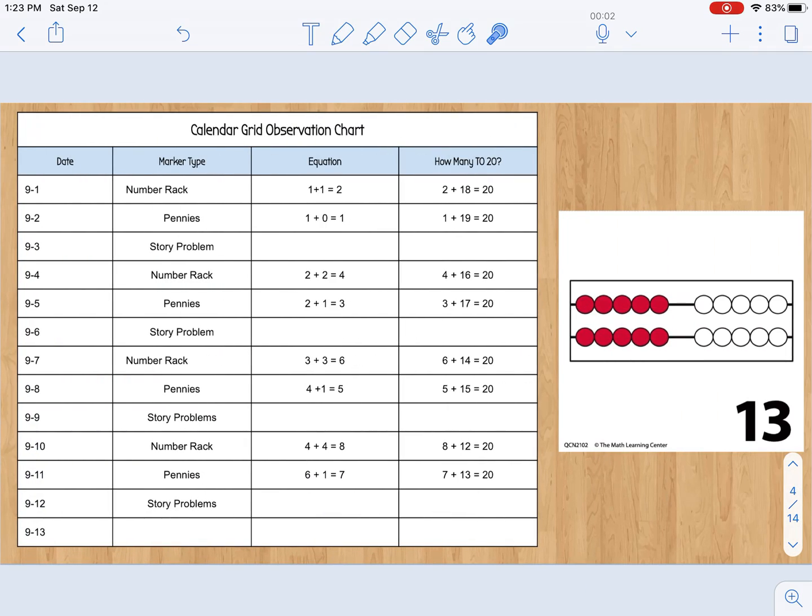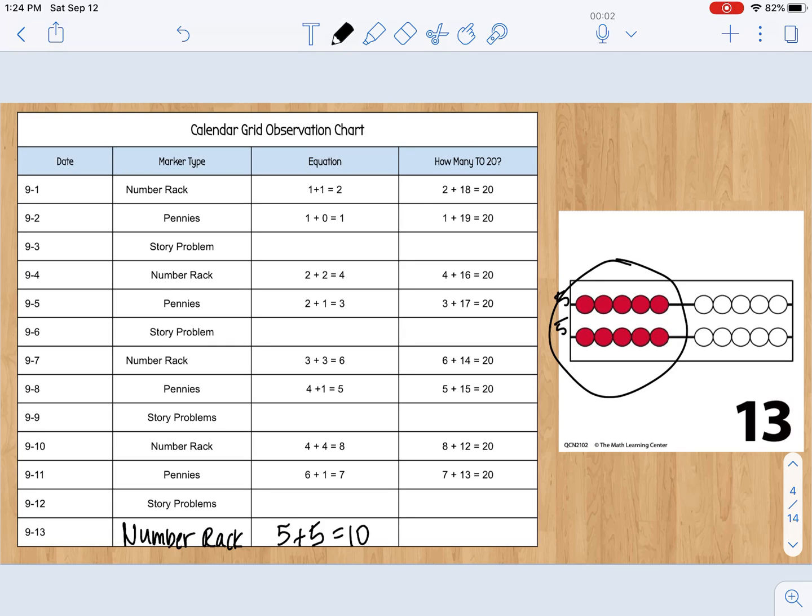Moving on to Sunday, September 13th, I can see that we have a number rack. So under the marker type, I am going to write in number rack. Now we have to come up with an equation for the beads on the left of the number rack. Since we are amazing mathematicians, we know that this group of red beads equals 10, since we have 5 on the top and 5 on the bottom. So I'm going to write for my equation, 5 plus 5 equals 10.